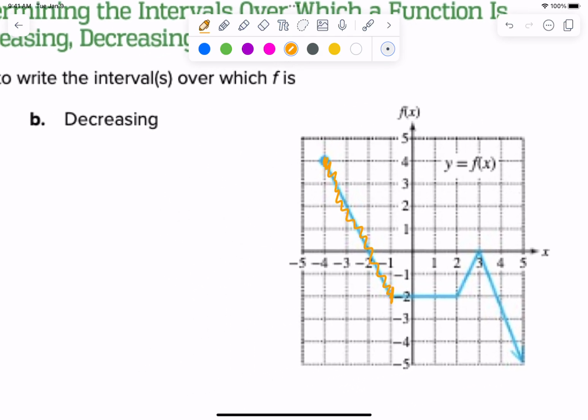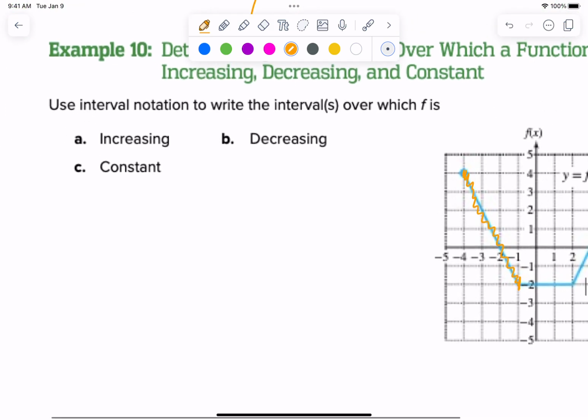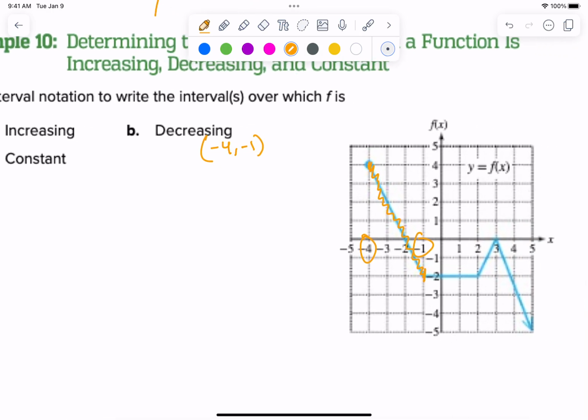He is decreasing from what to what? -4 to -1, because we're not looking at any y coordinates, we're only looking at the x's. So from -4 to -1 he's decreasing. -4 comma -1 paren. That's where he's decreasing.